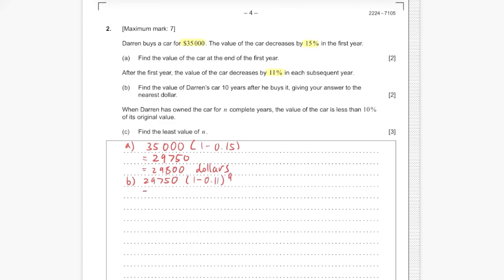And that will yield $10,423.10301, which is roughly $10,423 because we are rounding to the nearest dollar.